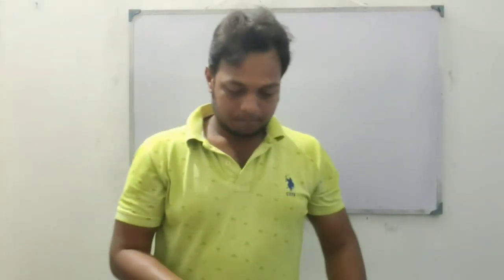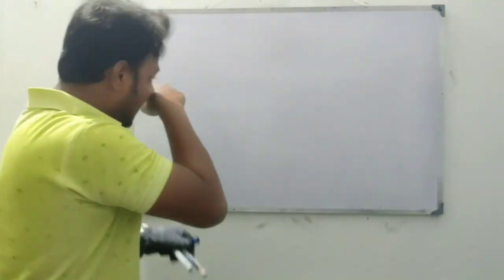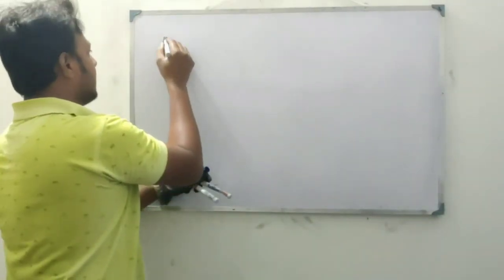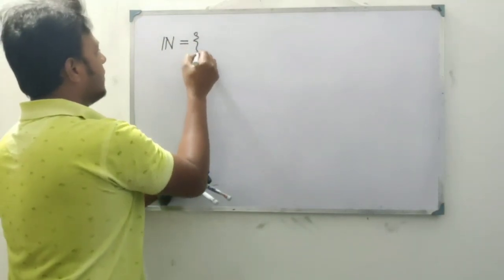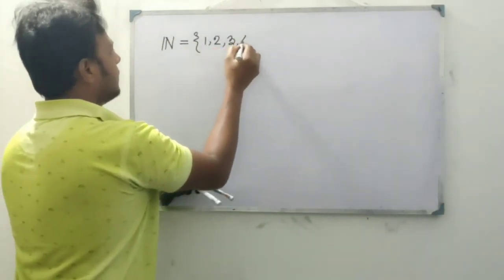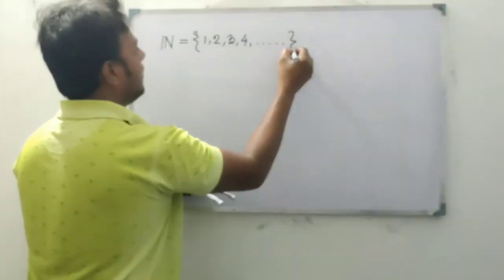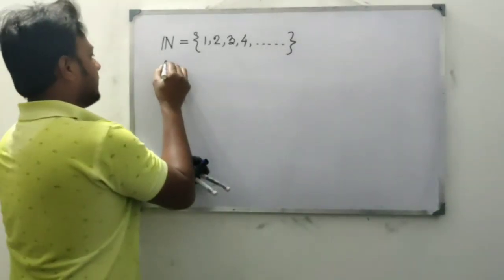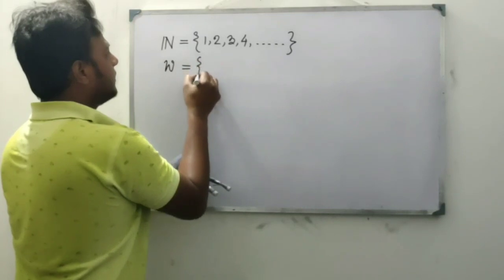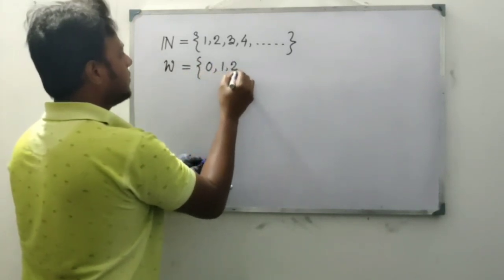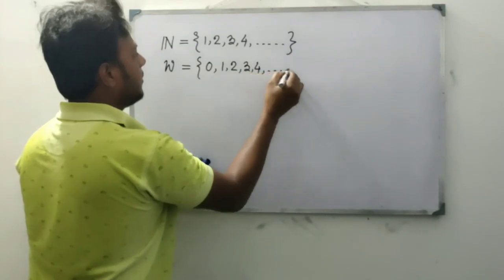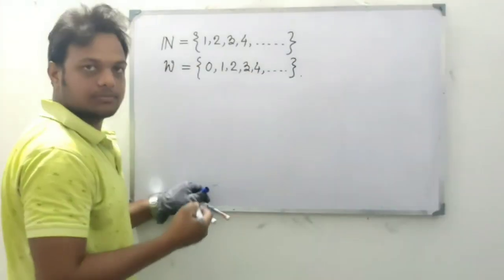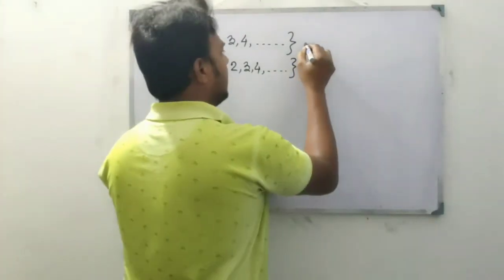First of all, you have to know about natural numbers. I suppose all of you know which numbers are called natural numbers. Natural numbers are denoted by N, and natural numbers are 1, 2, 3, 4 and so on. Understood? Next, W denotes whole numbers. This includes 0: 0, 1, 2, 3, 4 and so on. These are whole numbers. This is the set of all natural numbers plus 0.